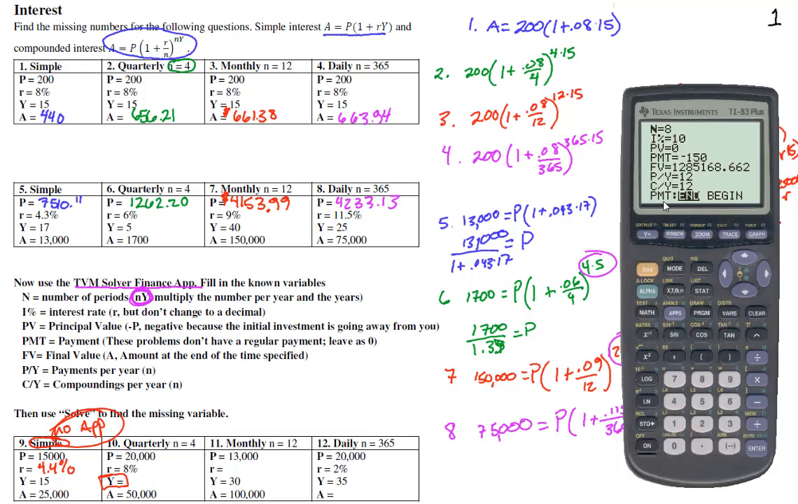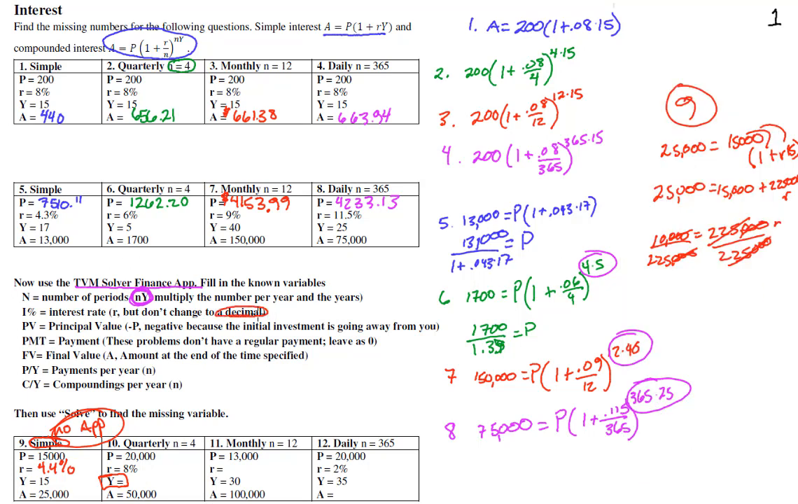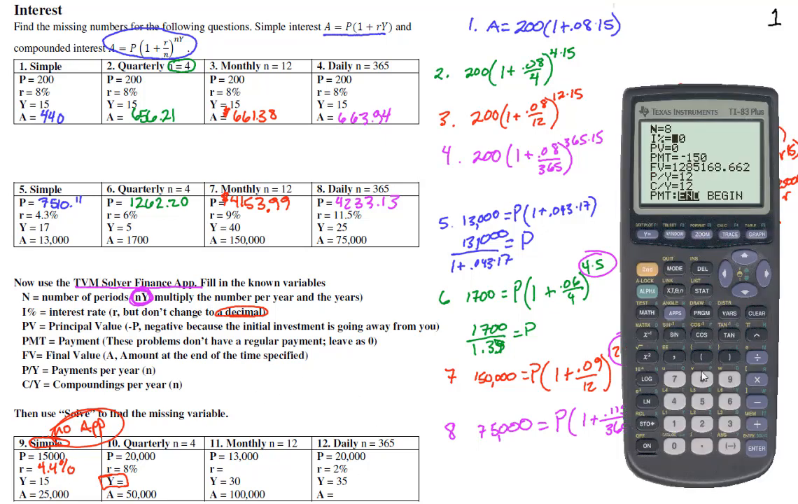All right, so let's put everything else. Interest rate. Don't change to a decimal. So in not changing to a decimal, the interest rate on this is 8%. So 8%. And you'll notice they leave this percent sign so they know that we don't change it. PV is the principal value. And it says that it is negative P. So in this case, negative 20,000. And it says because the initial investment is going away from you. The negative sign means the money is leaving us.